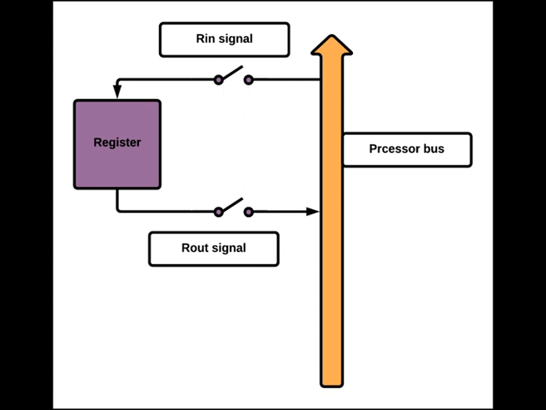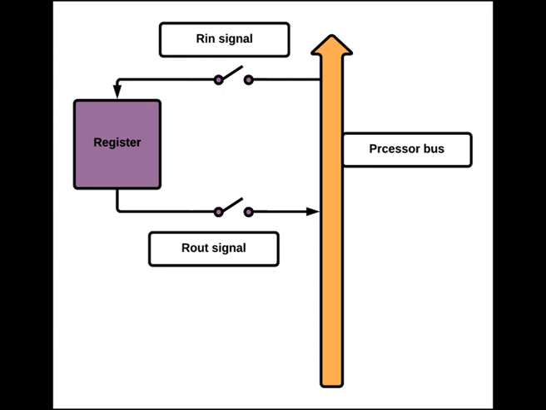Instruction execution involves a sequence of steps in which data is transferred from one register to another. For each register, two control signals are used to place the contents of that register on the bus or to load the data on the bus into the register. When Rin, that is R input, is set to 1, the data on the bus are loaded into the register R.